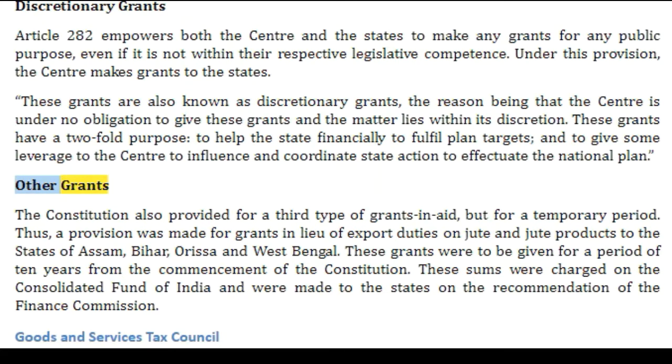Other grants. The Constitution also provided for a third type of grants in aid, but for a temporary period. Thus, a provision was made for grants in lieu of export duties on jute and jute products to the states of Assam, Bihar, Orissa and West Bengal. These grants were to be given for a period of 10 years from the commencement of the Constitution. These sums were charged on the Consolidated Fund of India and were made to the states on the recommendation of the Finance Commission.